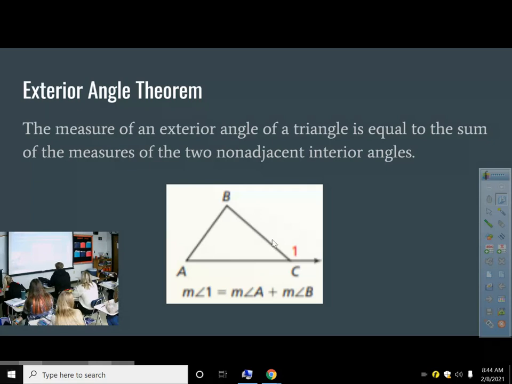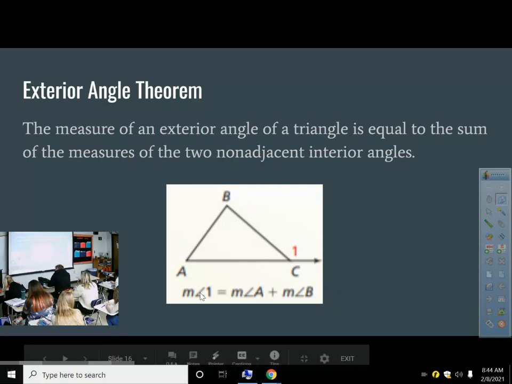And then over there underneath the picture that I have on the right side under exterior angle theorem, you need to write the formula. The measure of angle 1 equals the measure of angle A plus the measure of angle B.